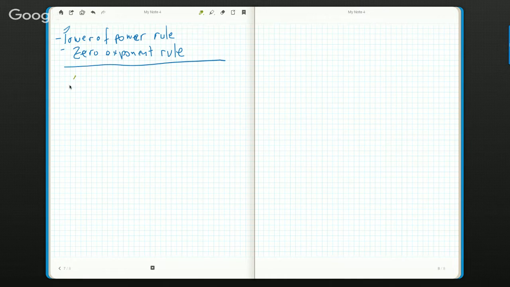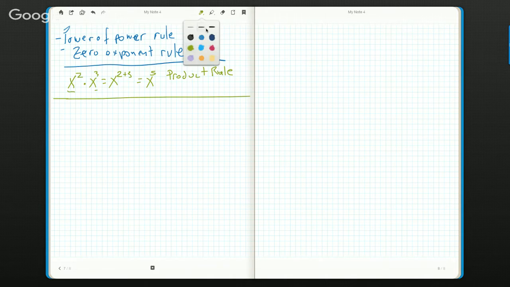Now, remember that we learned already about how we deal with the product of two powers, right? If I'm multiplying two powers together with the same base, I simply add the exponents. Okay, this was the product rule. Okay, now we're going to learn the power of power rules, and that looks a little different. That would be like x squared, x raised to the second power, all raised to the third power.